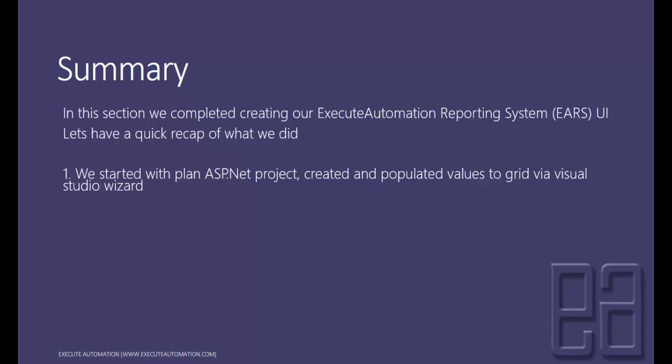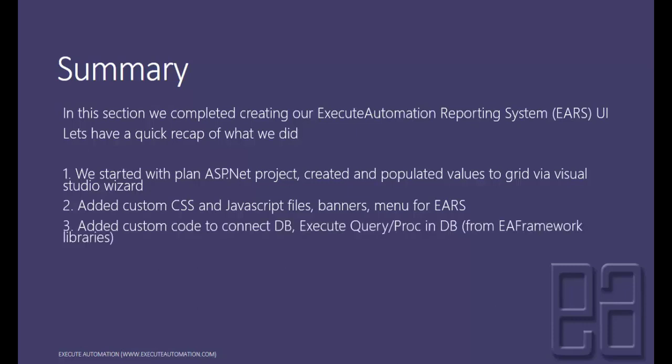We also saw how the connection string and all the values are embedded into the Aspx file itself. Then we added our custom CSS and JavaScript file, banners, and menus for our ExecuteAutomation reporting system, so that it looked much cooler than before. And then we added custom code to connect to the DB, execute the query and store proc in the database, and we took all the code from our ExecuteAutomation framework libraries, which was available in the course Advanced Automation Testing with Selenium and also with the coded UI. Using this code, we were able to have clear control over connecting to the DB and executing the queries instead of the embedded code of the Aspx file.